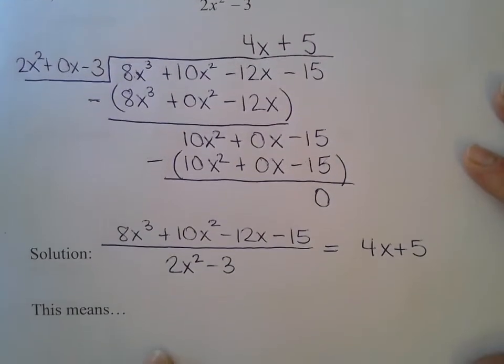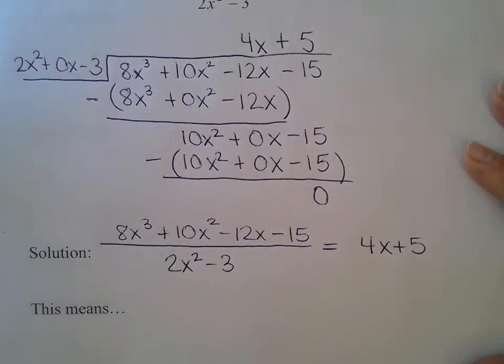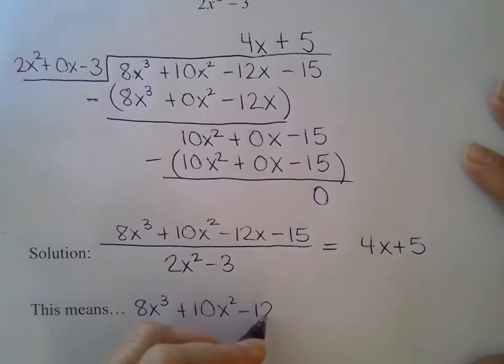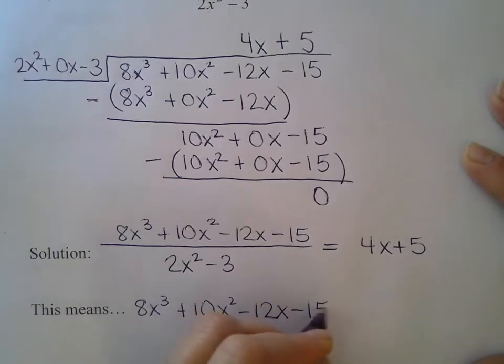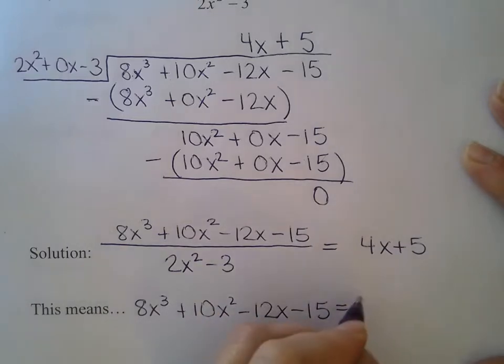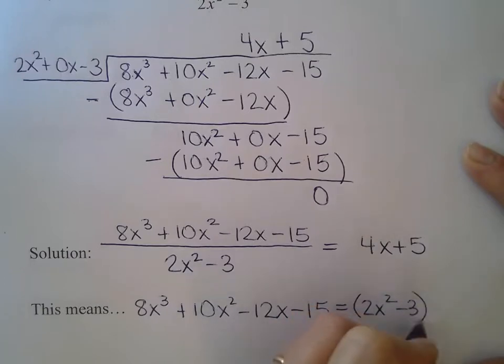In the case where we don't have a remainder, this means that 2x squared minus 3 divides in evenly, which means it's a factor of this big polynomial on top. If I were to factor 8x cubed plus 10x squared minus 12x minus 15, I would get 2x squared minus 3 and 4x plus 5.